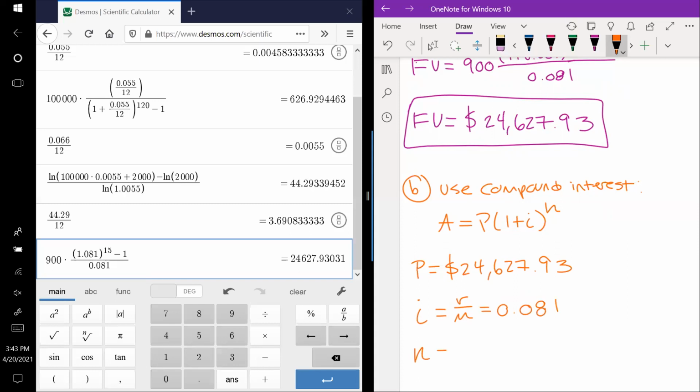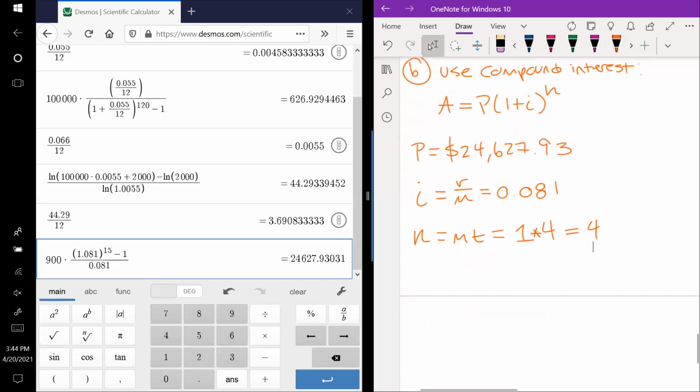And then N, this is going to change. We are still compounding annually, so that's M times T, so that's 1. But now we're going from the 17th birthday to the 21st birthday. So this means we are waiting 4 years to see how much money is in the account. We are no longer making deposits. What we're doing is letting that $24,000 sit in there for 4 more years. Okay. We have all the components. So let's go ahead and find A.